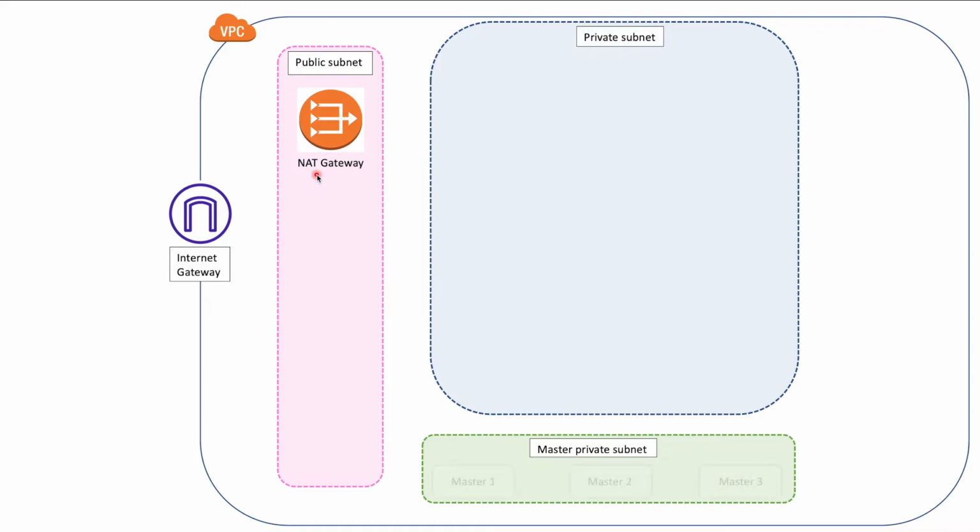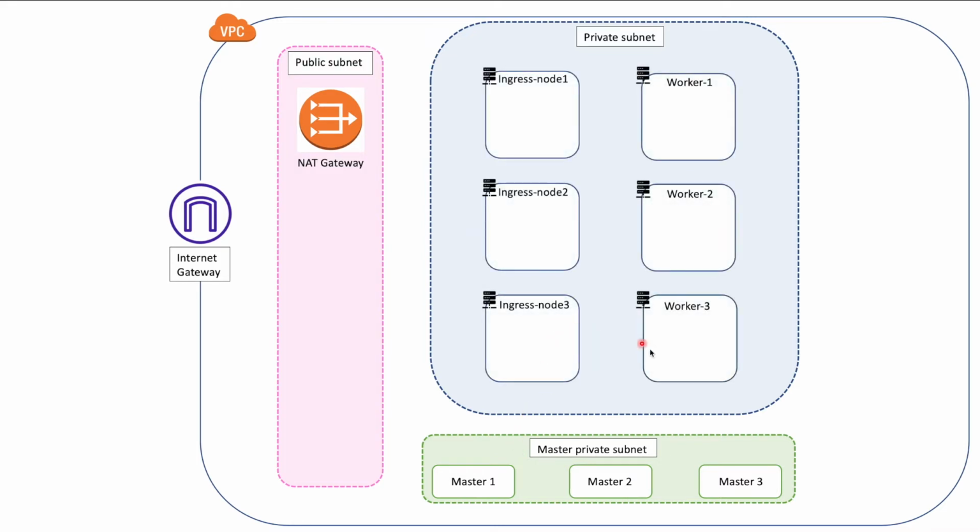Next would be the deployment of the EC2 instances. So first we deploy the master nodes within the master private subnet. The master nodes would be hosting the Kubernetes control plane components. And next we deploy the ingress nodes and the worker nodes in the other private subnet. Please create proper security groups that allow only the intended traffic for the intended ports to be routable within your subnets. This is very important. It's very critical to maintain proper security in production grade clusters.